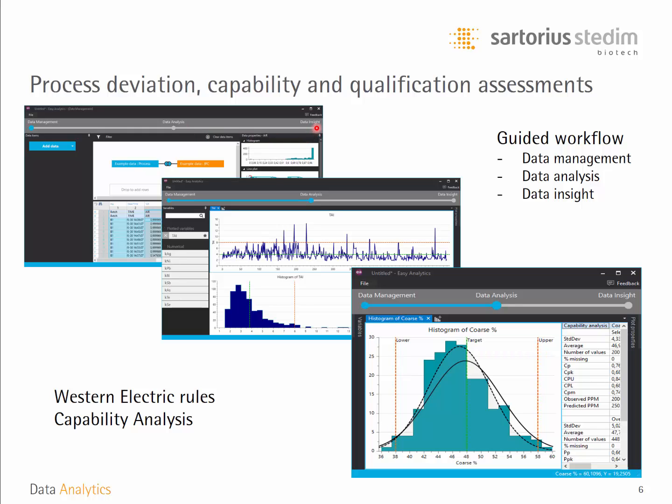And the last stage is the data insight, where you are producing a report and also setting up how you want to communicate results to others in your organization. So with this rather univariately oriented product, you can define or investigate process deviations, process capability measurements, and also qualification numbers. And there are a number of different toolboxes implemented inside Easy Analytics. For instance, Western Electric rules and process capability analysis documentation.